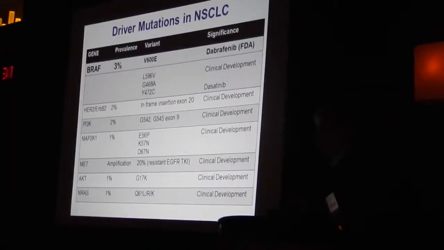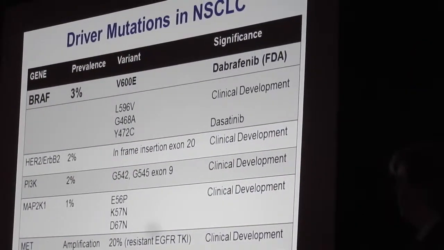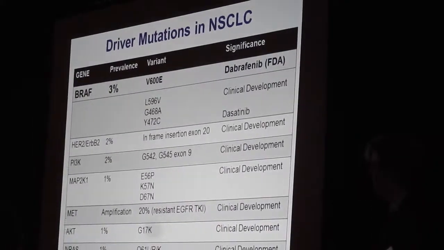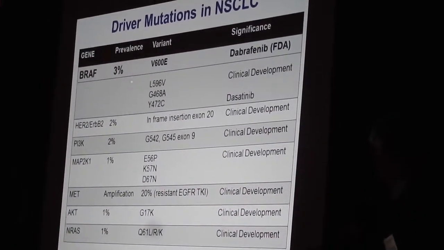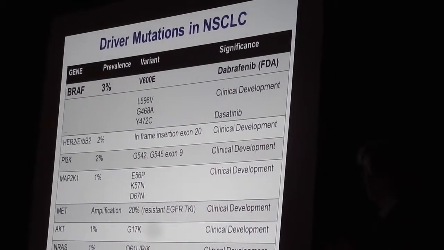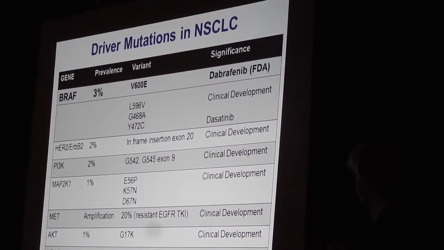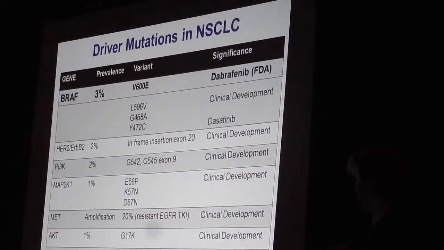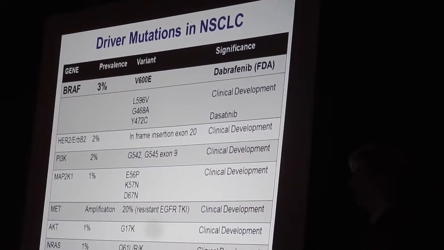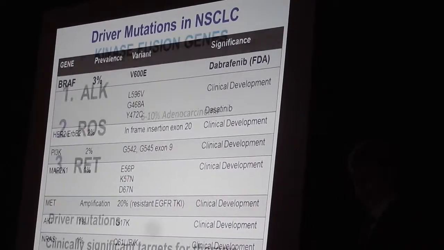In addition to EGFR, other mutations include BRAF, HER2, and these other genes listed here. They're not very common. These are the major variants associated with each one of these genes. And these are some of the drugs that are either available or in clinical development that would target patients who have mutations of these genes.